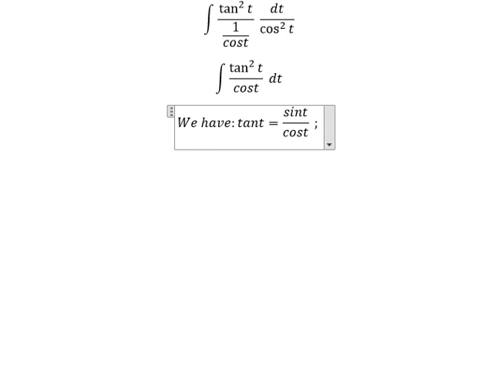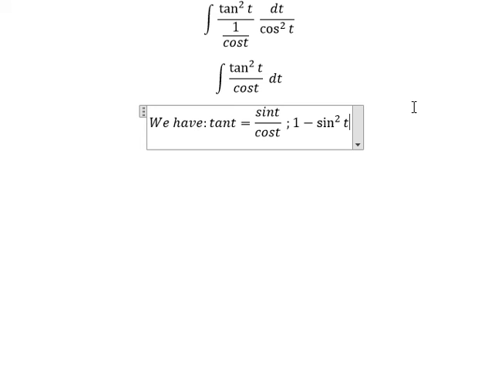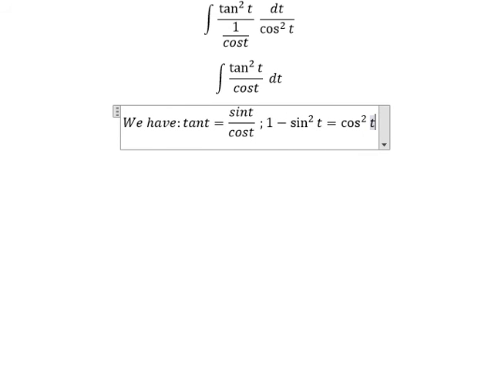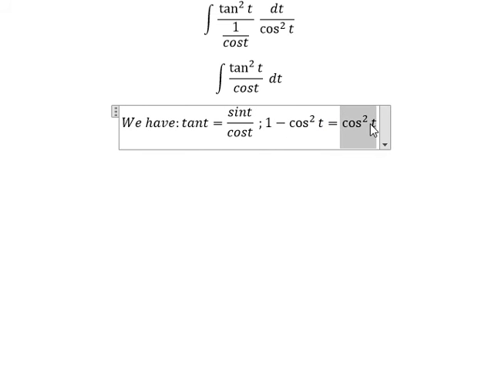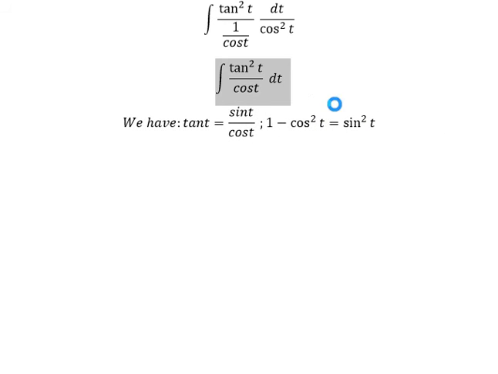Next we have tan t equal to sin t over cosine t, and we have 1 minus sin t square equal to cosine t square, or 1 minus cosine t square equal to sin t square. So we change for this way.